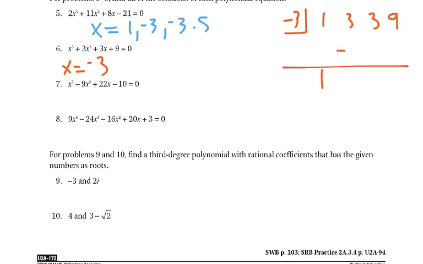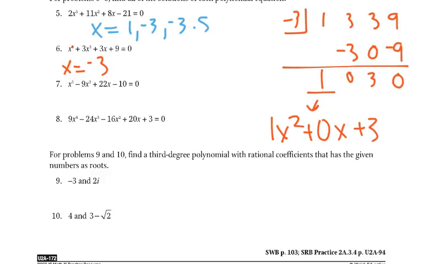Okay, so bring down the 1, negative 3. Add those together, we get 0. Negative 3 times 0 is 0. Add that, we get 3. Negative 3 times 3 is negative 9. Add those, we get 0, which is what we expected. So because it was cubed, this next one is x squared, so we get 1x squared plus 0x plus 3, okay, equals 0. So we can eliminate that, so we get x squared plus 3.